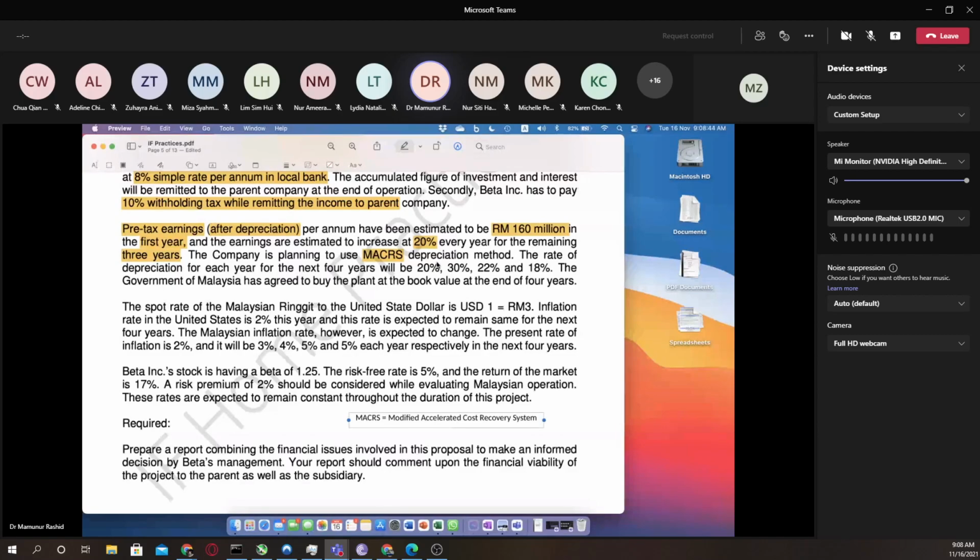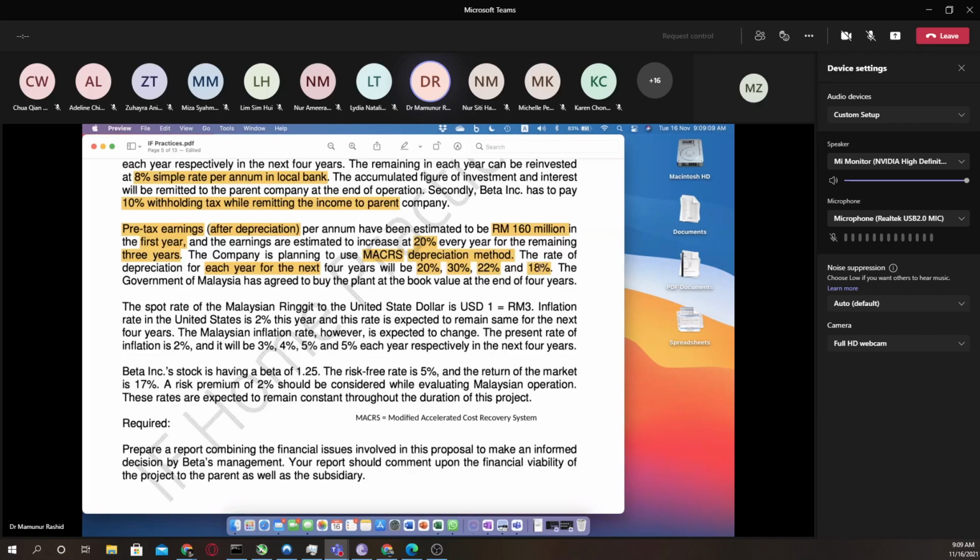You can see the MACRS depreciation. The rate of depreciation each year is given. For the next 4 years it will be 20% first year, 30% second year, 22% third year, and 18% in the fourth year. Okay, it may not be equal to 100%.